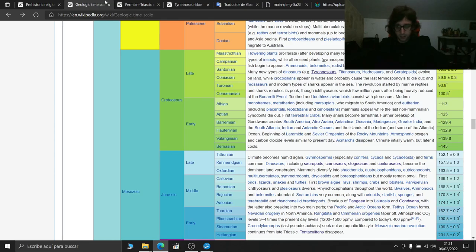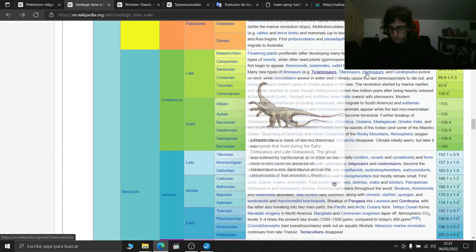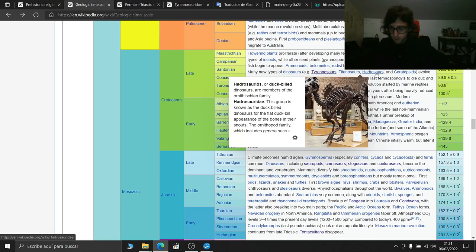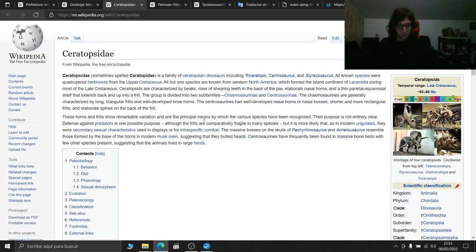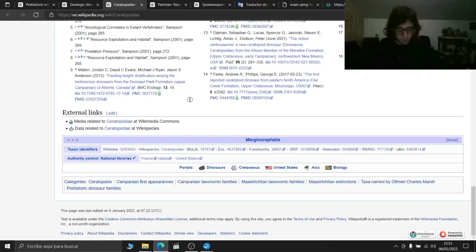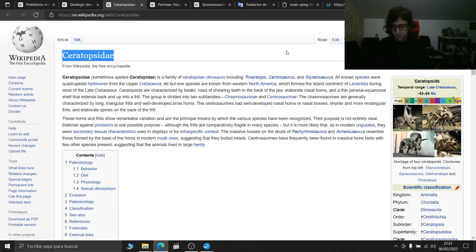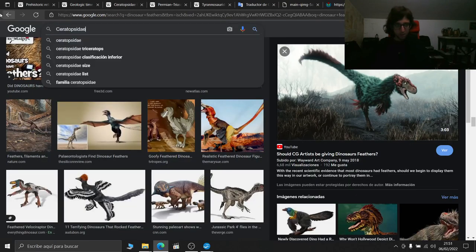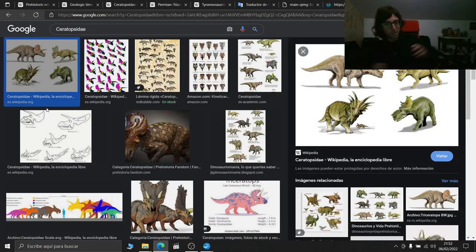Okay, so that is the Tyrannosaurus and Titanosaur, as the most recent. Hadrosaurs, Ceratopsids. Okay, this one. Ceratopsid. No good pictures here. I'm going to search. This one is this one. Ceratopsidae, this one. That looks like a rhino.